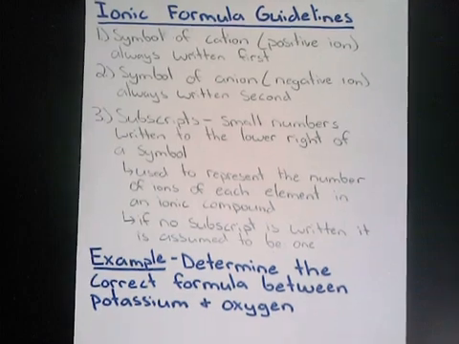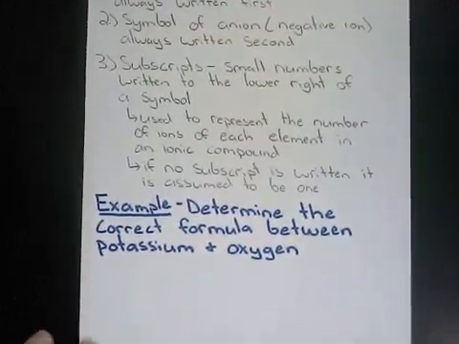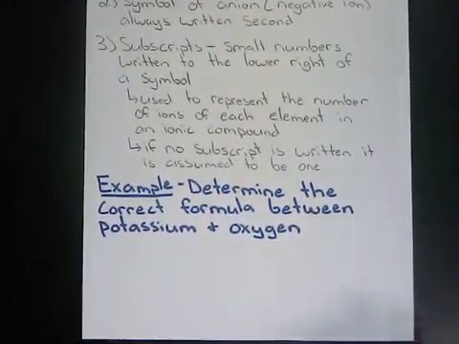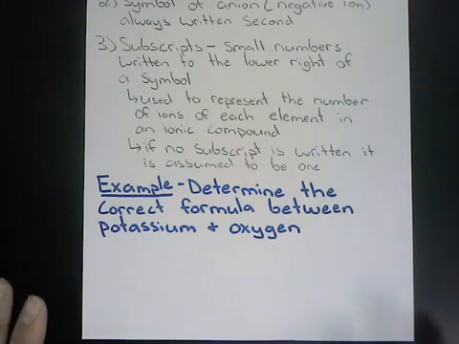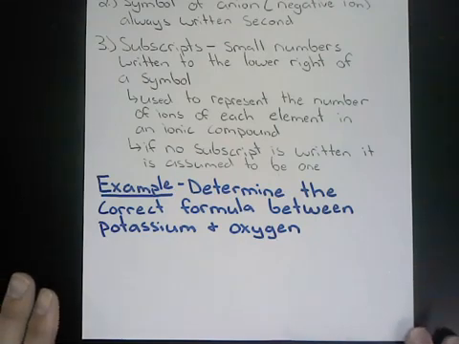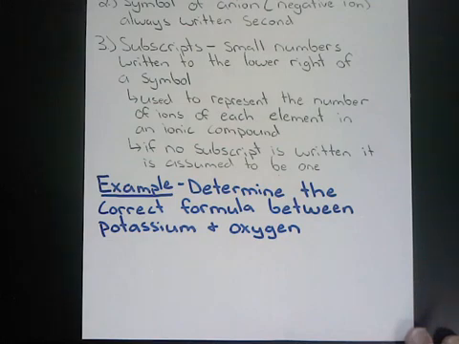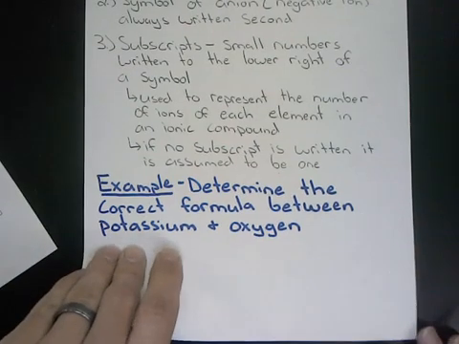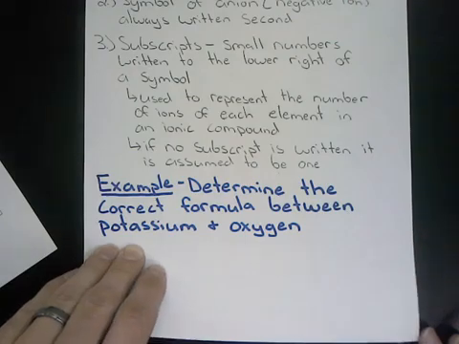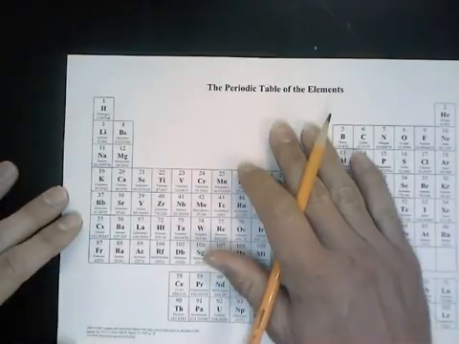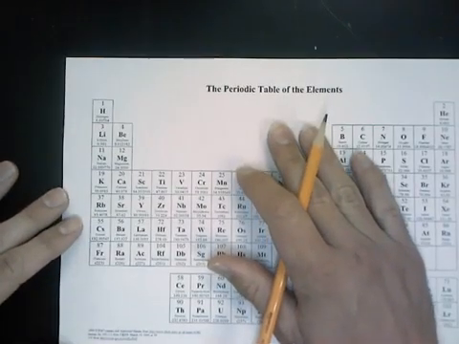If we put these things to the test, we can find out the correct ionic formula between potassium and oxygen. Before we get into details, I have a blank periodic table on the next page of notes, and what I want you to do is follow along and write exactly what I write.